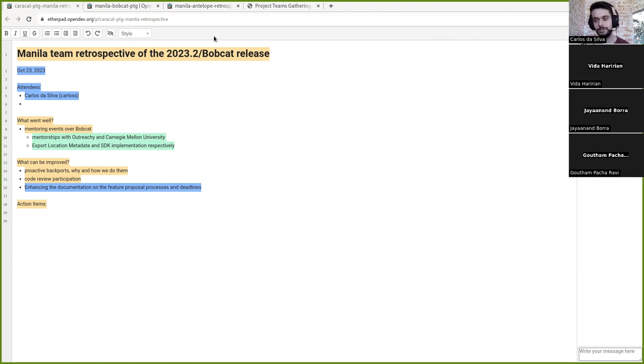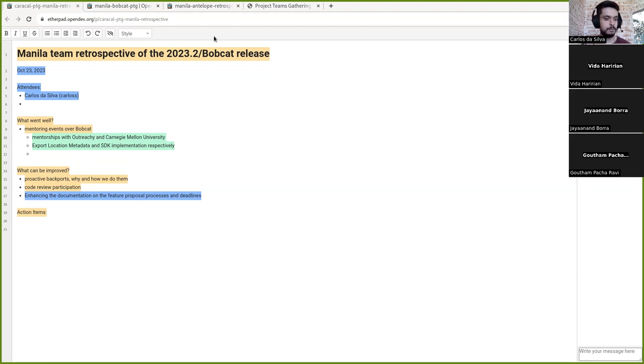And as usual, we start the week with our cycle retrospective, so we can reflect on the previous cycle, understand what were the good things that happened, what we could improve for the next cycle, and try to come up with some action items. We already have some items here on the list, but I think we can take this opportunity to add a couple more things.